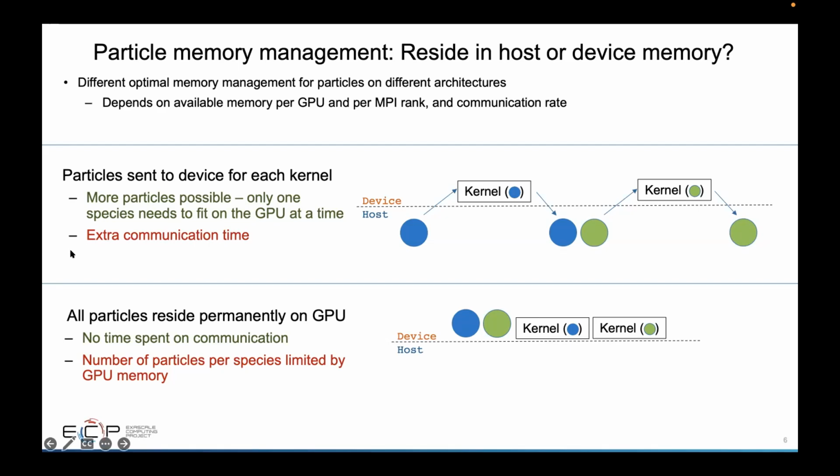So we maintain two algorithms where we can leave particles in host memory, and then for each kernel that needs to be run, we send the memory to the device and then return it, and then send, say, the next particle species will go up and do its computations and be returned to the host memory. Or alternatively, we can leave the particles on GPU. You don't have to spend time on communication, but the number of particles per species gets limited by the GPU memory.